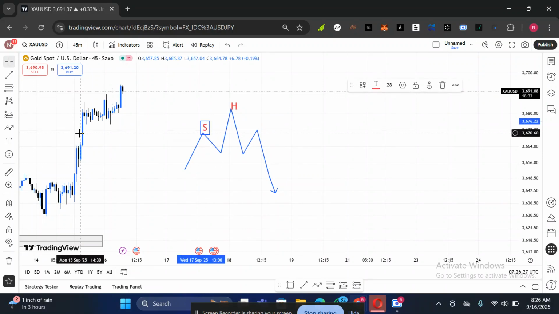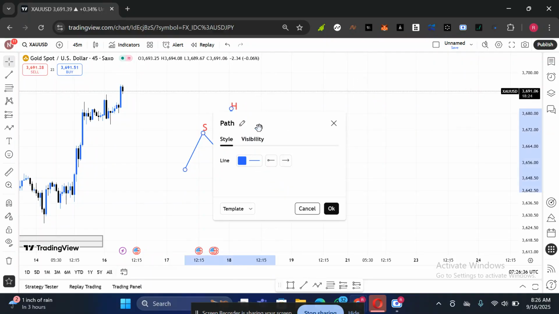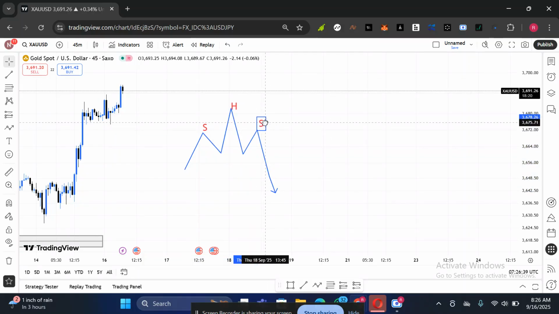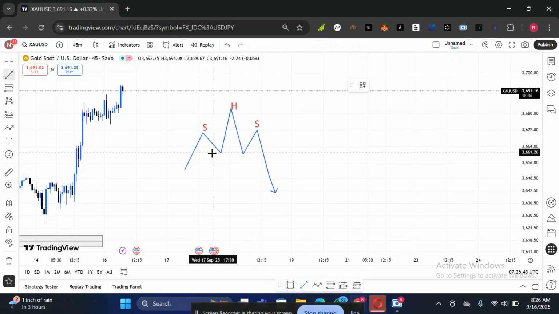Now take note of this pattern. This is a chart pattern that anywhere you see it in the market, it always plays out. Now let me just quickly make it fast. Now this is the other shoulder. This is the other shoulder here, and this particular level here is going to be the neckline.